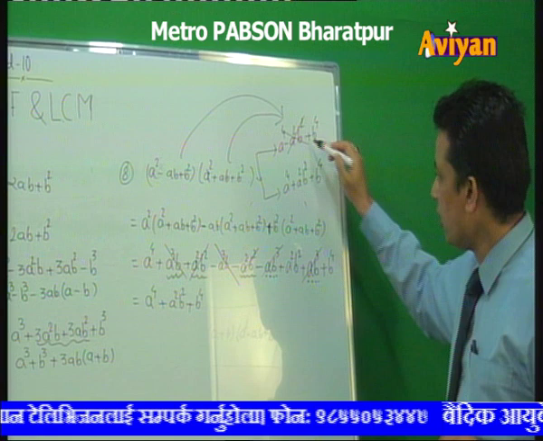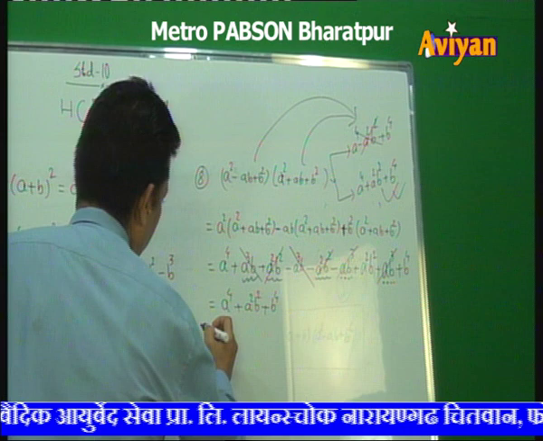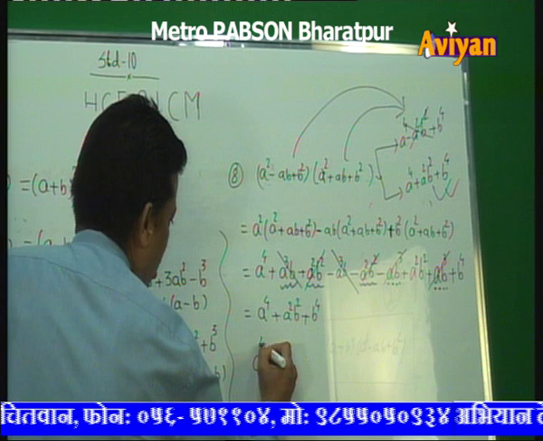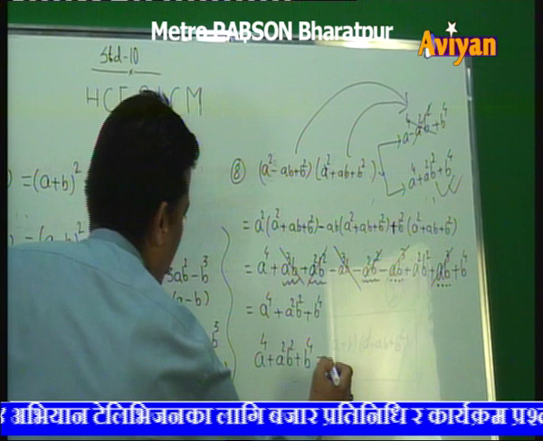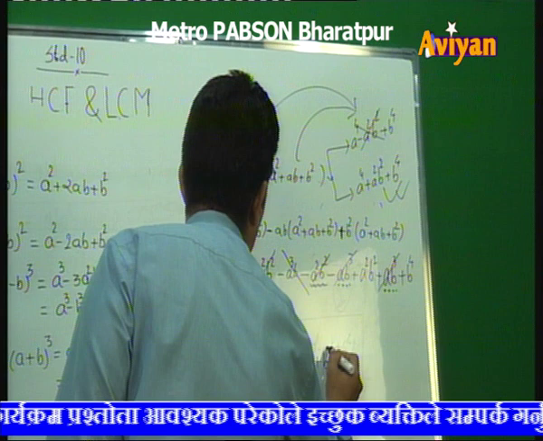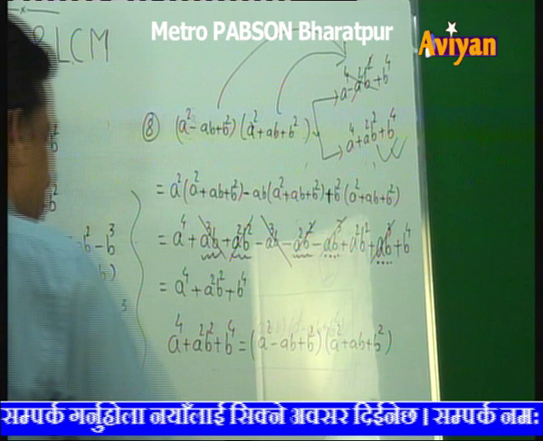And we have got, we may not use this as a formula, but this is one important expression. So we got a^4 + a^2b^2 + b^4 equals (a^2 - ab + b^2)(a^2 + ab + b^2).